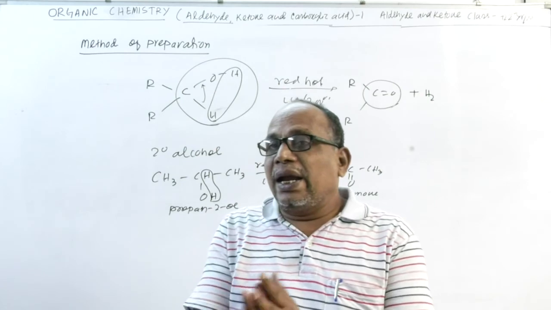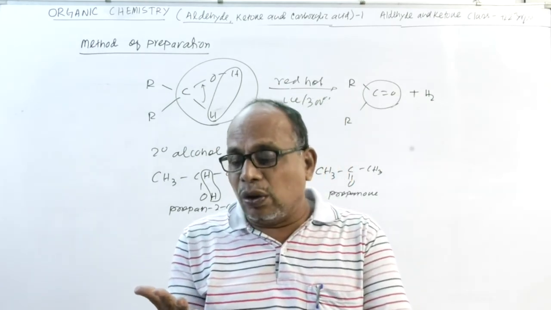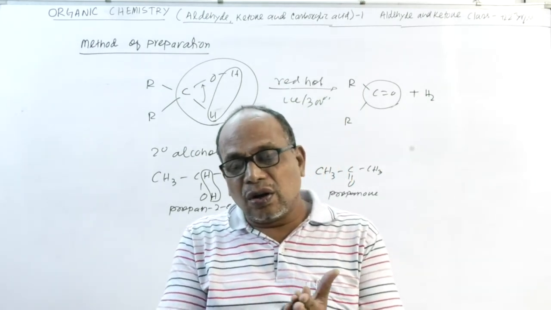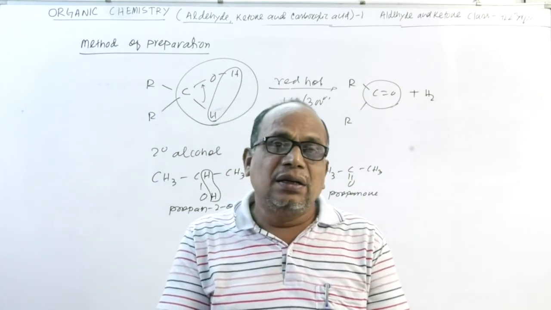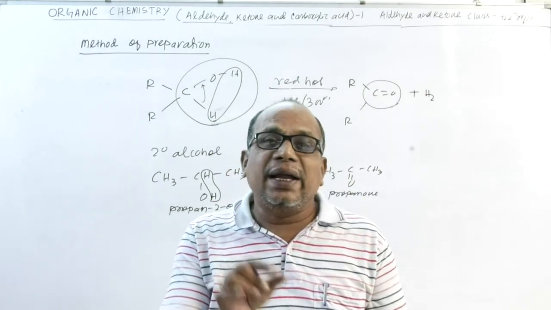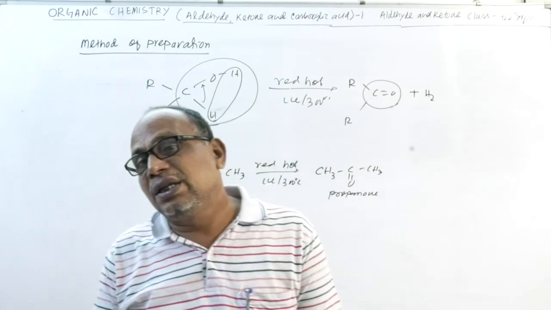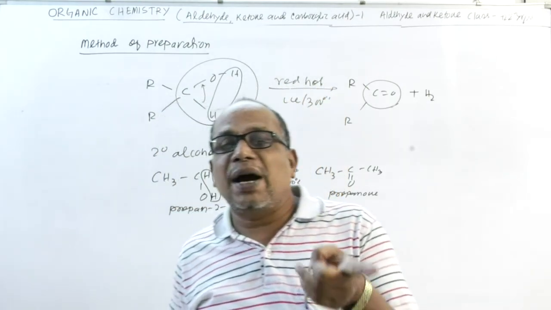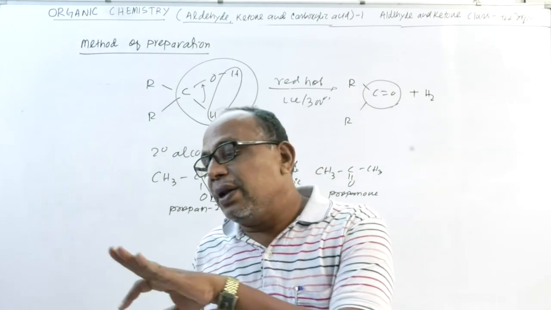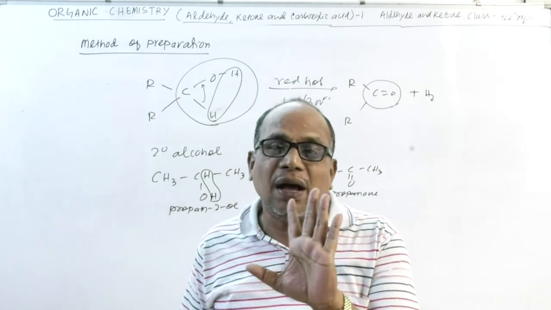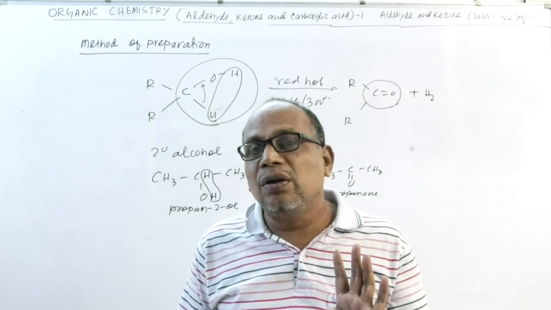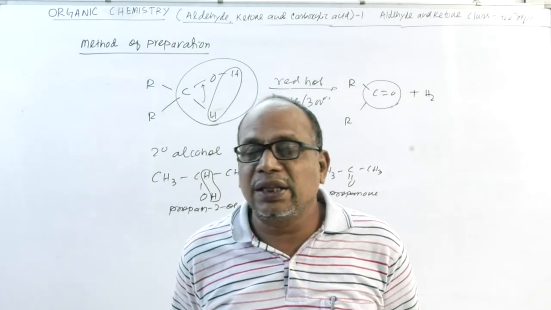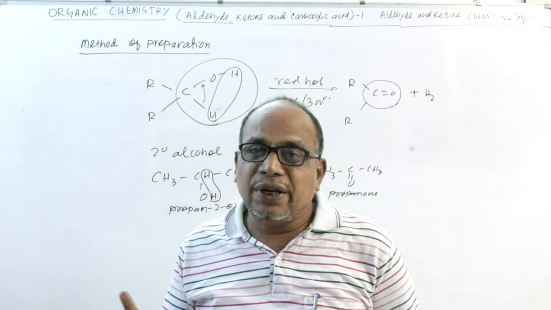Okay, students, the primary and secondary alcohols can also be converted to the corresponding aldehyde and ketone by dehydrogenation, meaning loss of hydrogen. When the primary alcohol is passed over red hot copper, it gives the corresponding aldehyde by losing a molecule of hydrogen. And the secondary alcohol, when passed over red hot copper at 300 degrees C, gives the corresponding ketone.